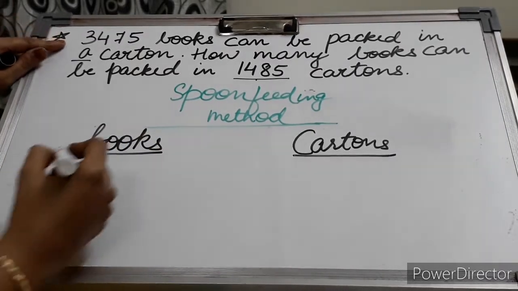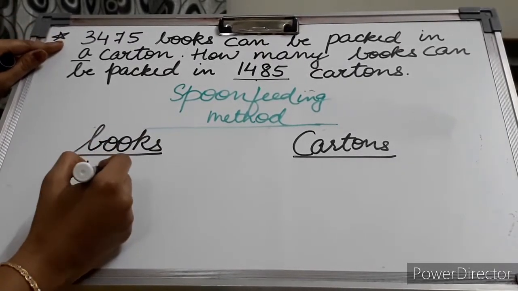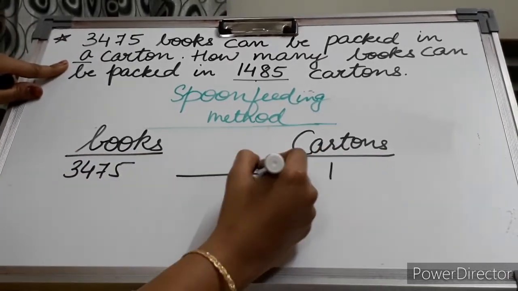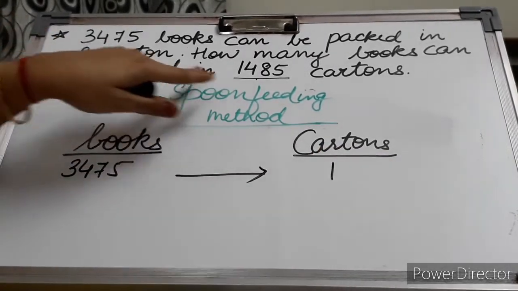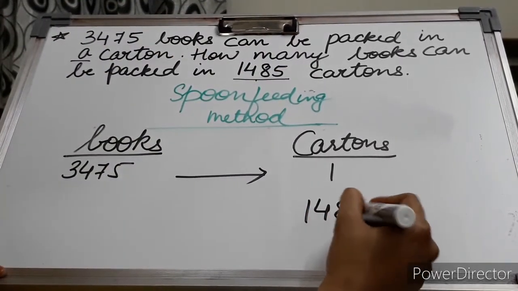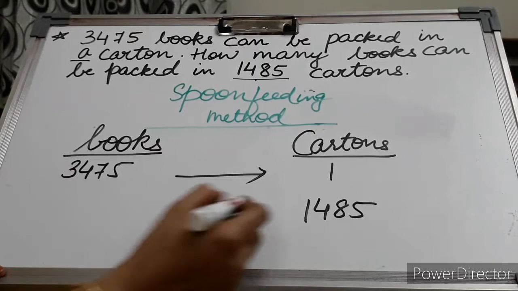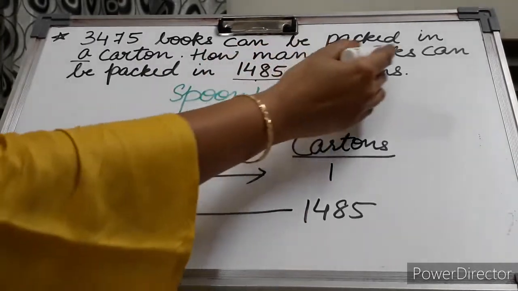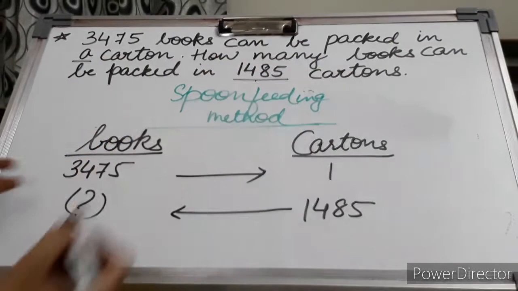Okay, now how many books are there? 3475 books, which are packed in how many cartons? 1 carton. Okay, and what is given? 1485 cartons. So we will write here 1485 cartons. Now what is left? We have to find this. How many books can be packed in 1485 cartons?